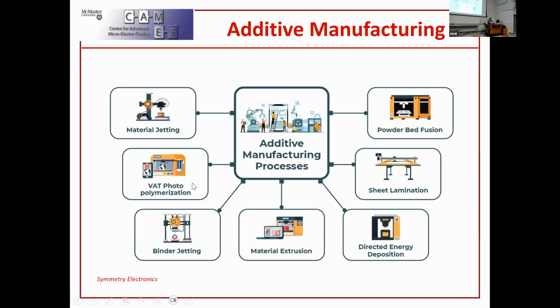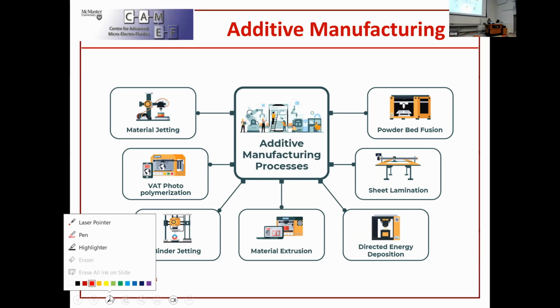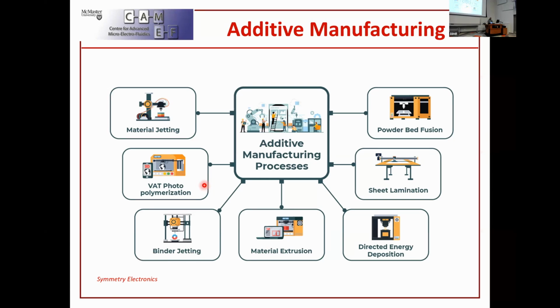Then you have vat polymerization, which is, let me take a laser pointer. Okay. So vat polymerization is more similar to a stereolithography system. This is one of the very early additive manufacturing processes that got started. And then material extrusion, which is quite popular and everyone knows about it. And then there are things like directed energy deposition using a laser to deposit, melt materials. Same thing, powder bed fusion is also a similar process. And then another old technique called sheet lamination, right?